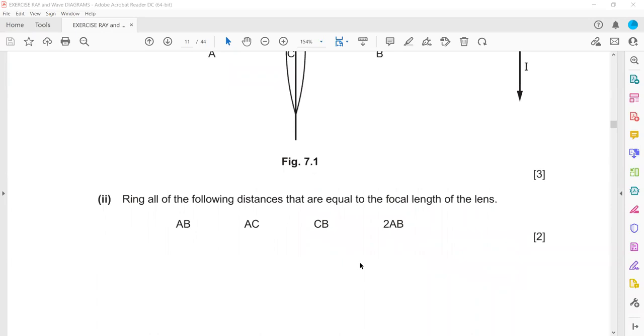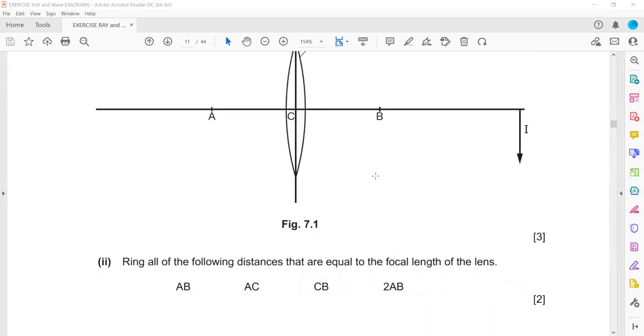Then find the following distances equal to the focal length. So which distance is the focal length? Focal length is the distance between C and B.